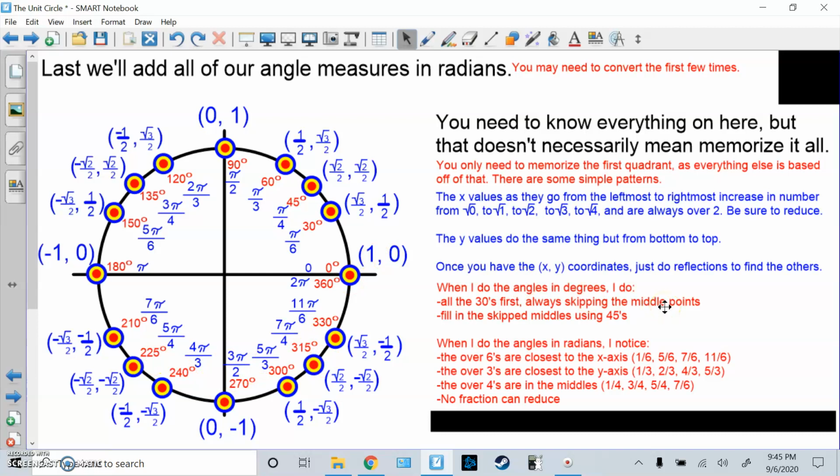And last, for the radians, I notice the 6s are always close to the x-axis. So here's pi over 6, close to the bottom. 5 pi over 6 goes on. Here's 7 pi over 6, close to the x-axis. 11 pi over 6, close to the x-axis. So 1 over 6, 5 over 6, 7 over 6, 11 over 6.